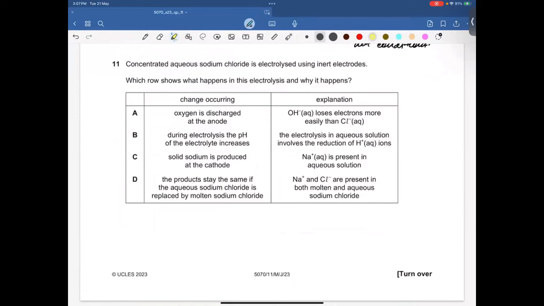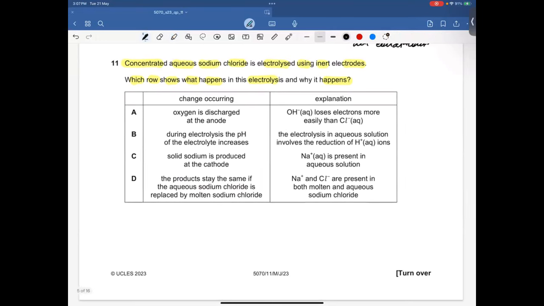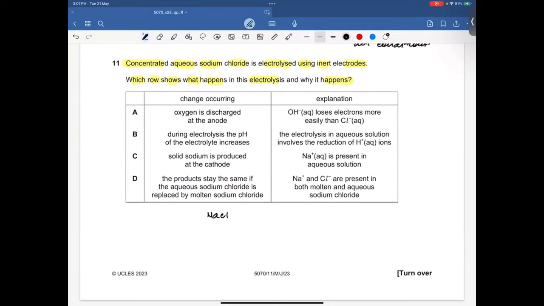Question number 11. Concentrated aqueous sodium chloride is electrolyzed using inert electrodes. Which row shows what happens in this electrolysis and why it happens? Sodium chloride. So we have a concentrated solution of sodium chloride. We have sodium ions here, we have chloride ions here, we have hydrogen ions here, we have hydroxide ions here. All right. Since it is a concentrated solution, which means chloride ion will discharge first from the electrolyte.